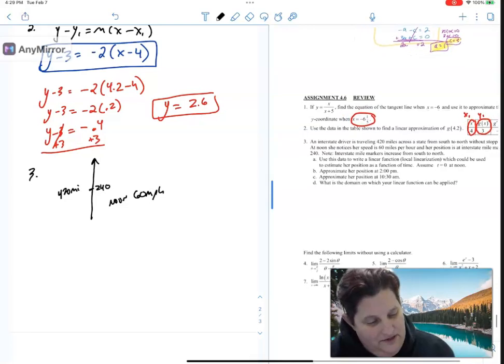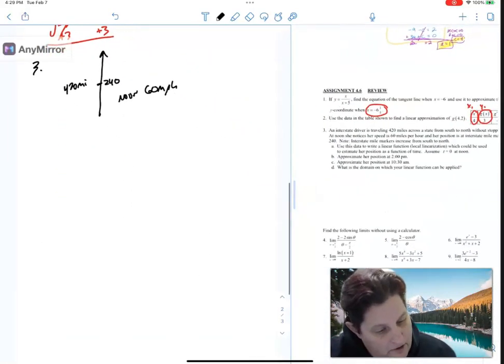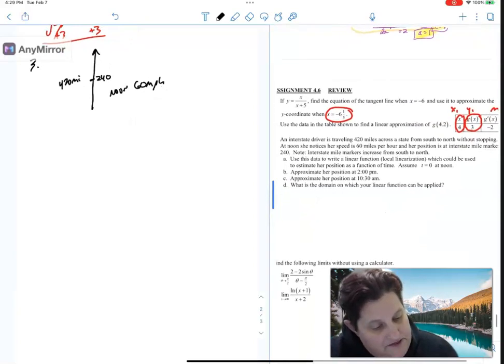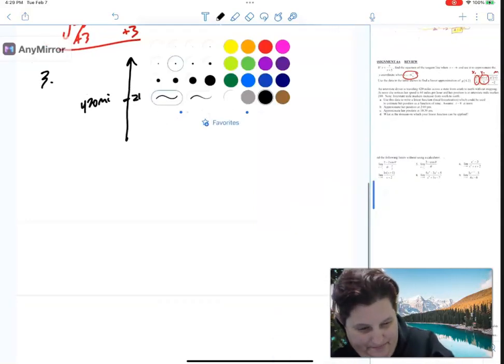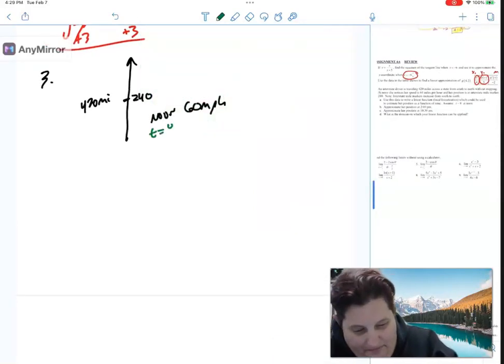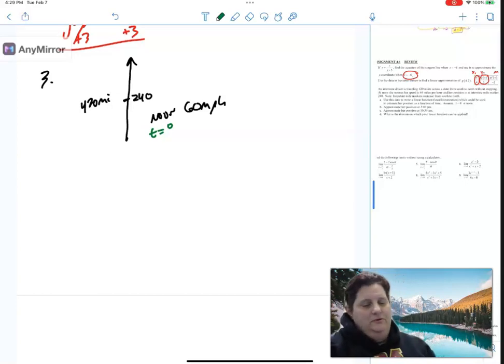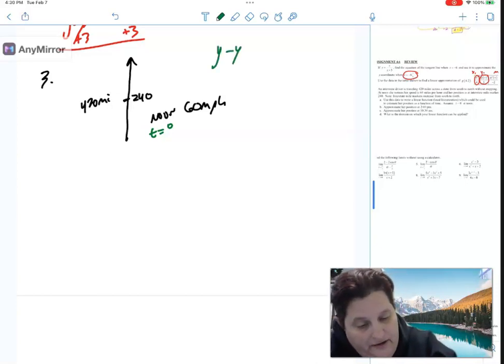So again, you guys, I'm sitting here like, what the heck? Estimate her position as a function of time, assume time equals 0 at noon. So maybe you're sitting here going like, dude, I have no clue. Like, what am I even supposed to do? That's fine. The second I see the words local linearization, I'm writing this.